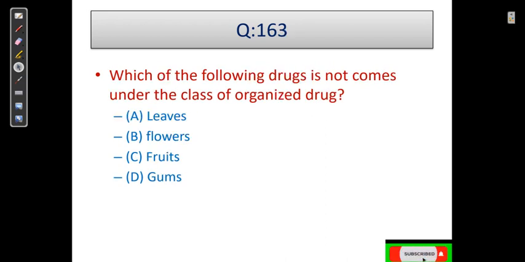Which of the following drugs does not come under the class of organized drugs? Leaves, flower, fruit, gums. So gum is not an organized drug. It has no cells. So it is gums.